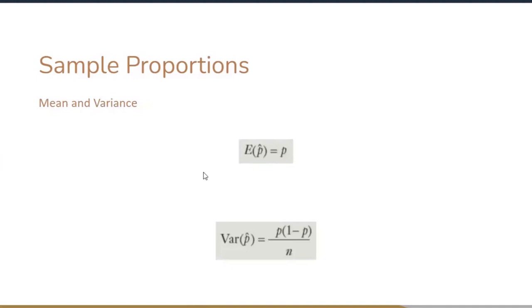Now looking at the mean and variance. The expected value of the sample proportion, or the mean, is given by the probability that we get a success in the larger group. This is pretty much the same as your Bernoulli distributions. But for variance, it's the probability of success times the probability of failure, divided by our sample size.